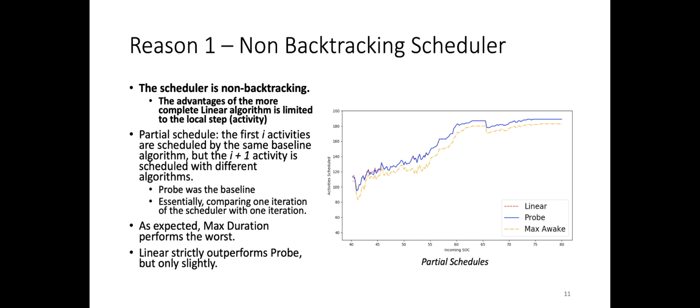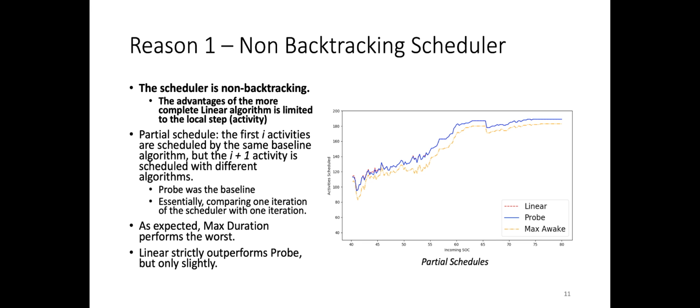Why is that? Well, it turns out that when we run it over the whole scheduler, generating the whole schedule, that's actually a whole bunch of iterations of scheduling all the activities one to n. And so it's very hard to see the differentiation there. So instead what we do is we generate a bunch of partial schedules. We schedule up to I activities, and then we present the problem of scheduling the I plus first activity.